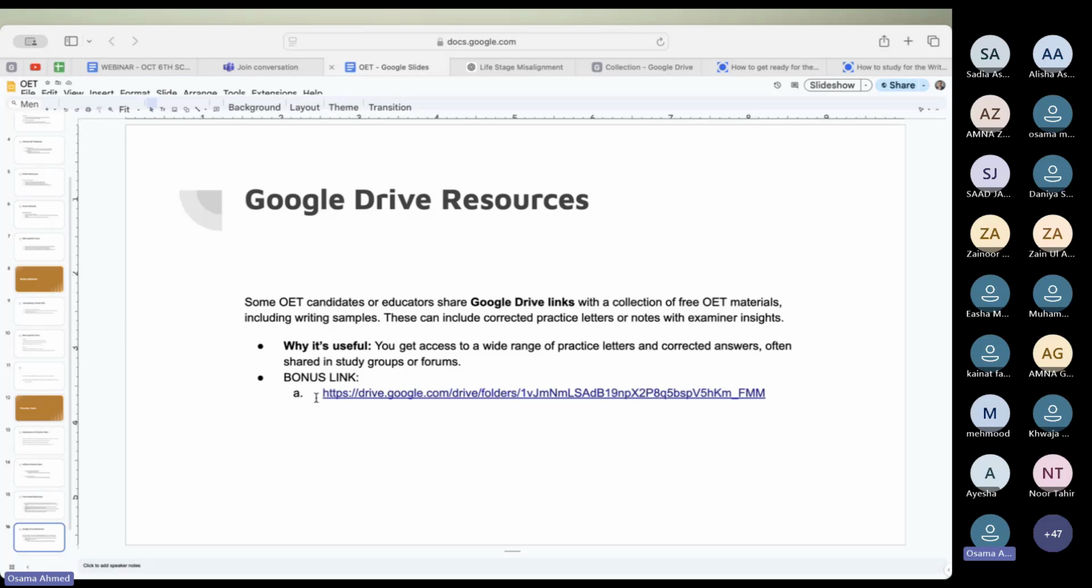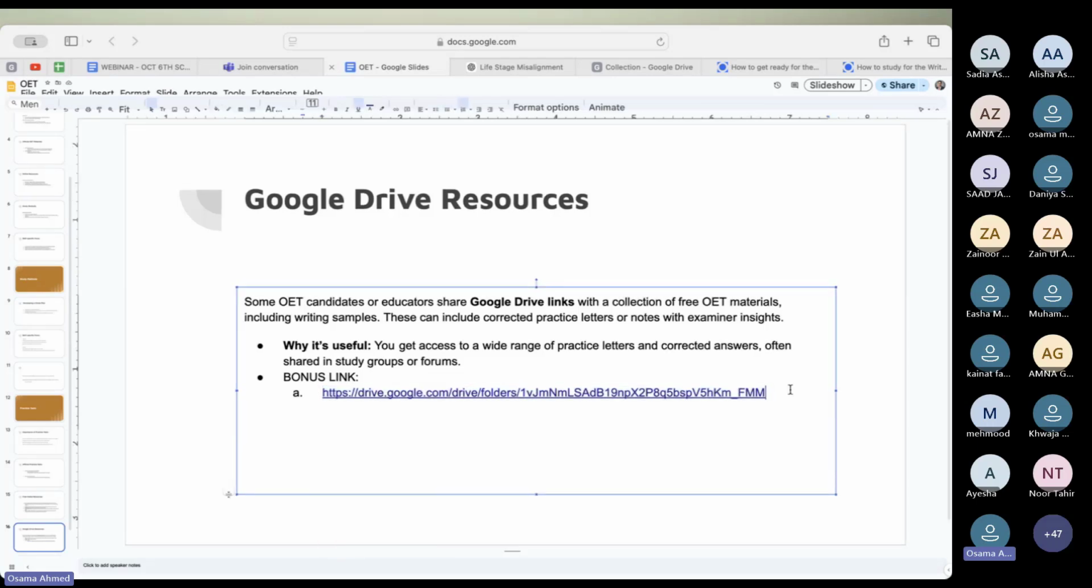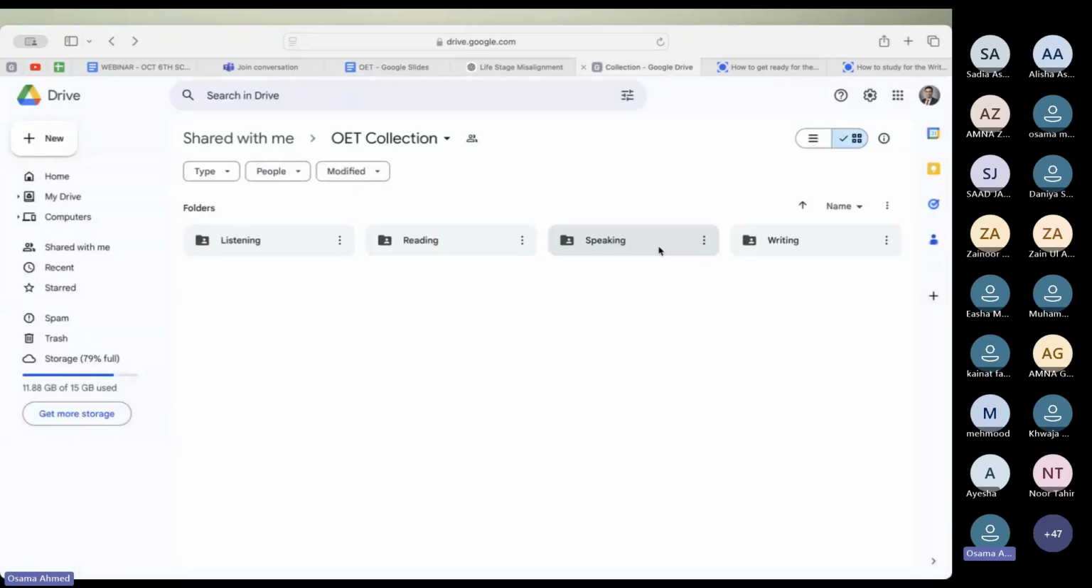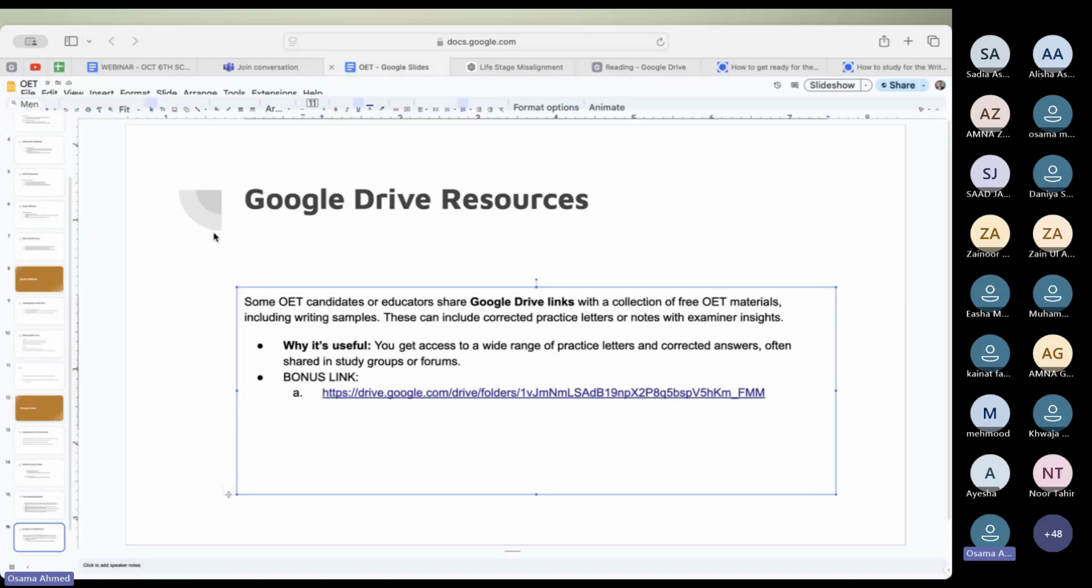What we're doing here is I'm sharing this link. This was shared by seniors of mine. This is a Google Drive link, which has a lot of dedicated old OET papers and such. So they're divided into folders for listening, reading, speaking, and writing. Whichever you choose, just go through it. It has mock tests and everything in it, so that would be helpful. We'll have this link shared with you guys in the chats.